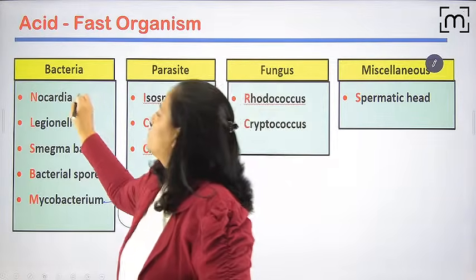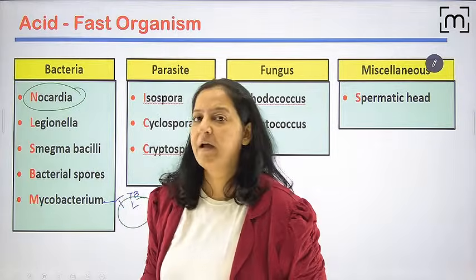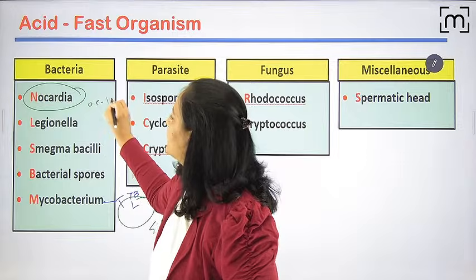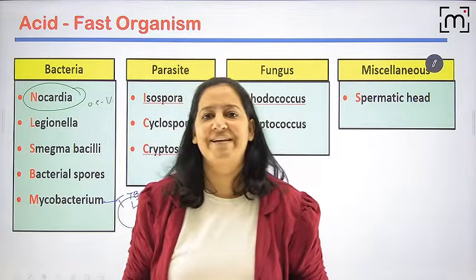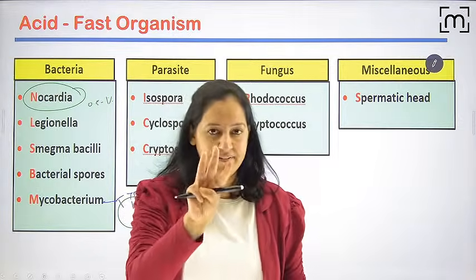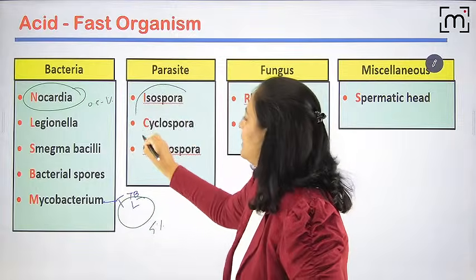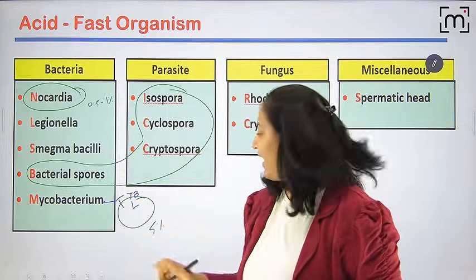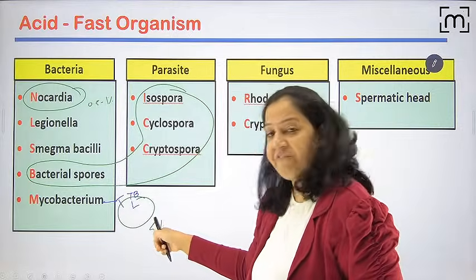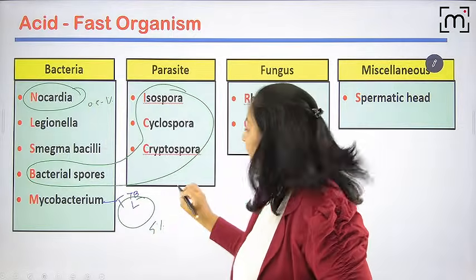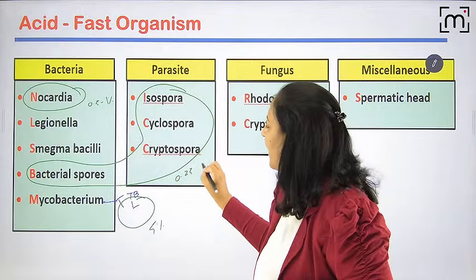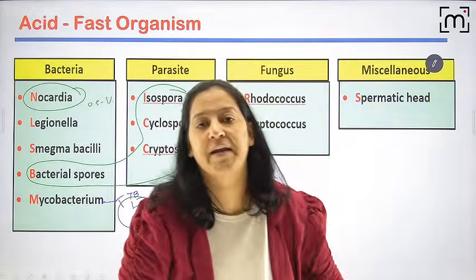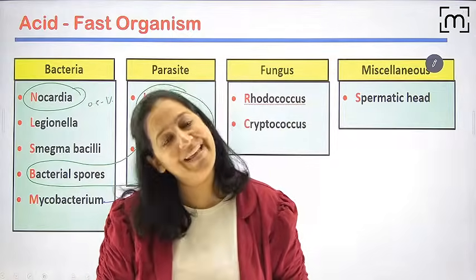My second example is Nocardia. I don't use 25. I don't even use 5. I use 0.5 to 1% to decolorize Nocardia. It's more than sufficient. And my third and last example is all spores along with bacterial spores. I don't need 25. I don't need 5. I don't even need 0.5. I need 0.25 to 0.5% H2SO4. You get questions on it. Mind it. Learn it. Please.